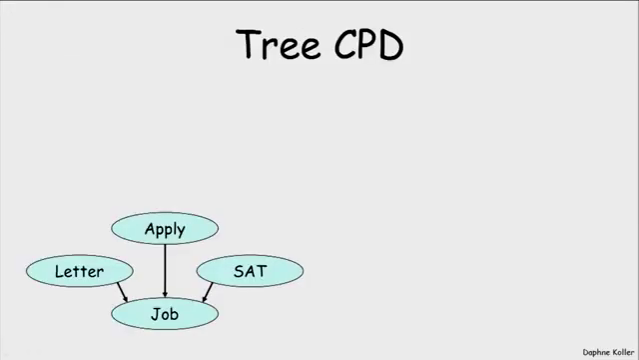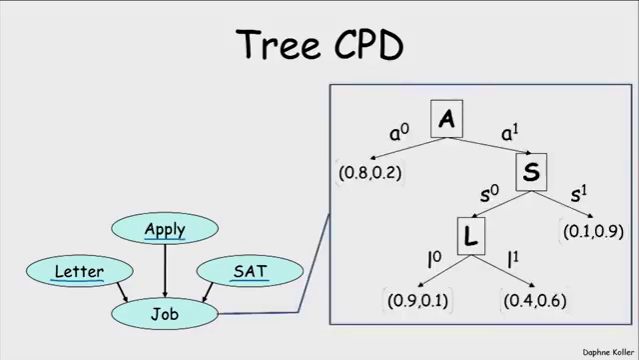So to understand what tree-structured CPDs are, let's look at this simple example. Imagine that we have our student, and the student is applying for a job, and the prospects of the student to get the job depend on three variables. It depends on the quality of the recommendation letter that they get from a faculty member, their SAT scores, and whether the student chooses to apply for the job in the first place. So let's think about one possible CPD for this model.